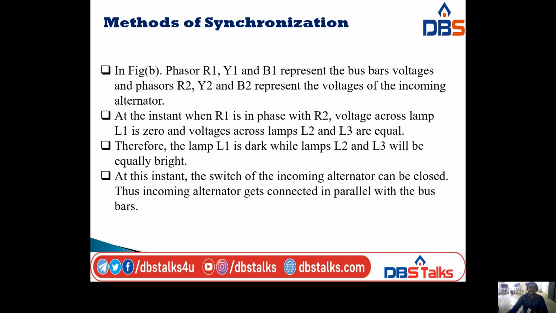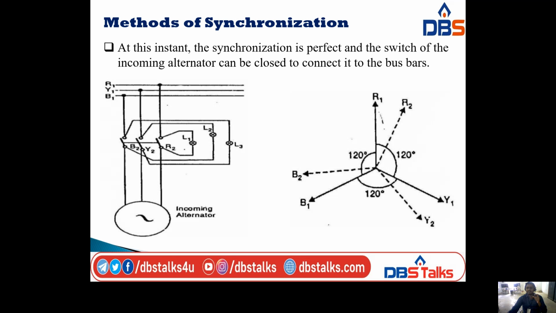The phasors R1, Y1, B1 represent the bus bar voltages. There is the infinite bus bar, the thick lines, and phasors R2, Y2, B2 represent the voltages of the incoming alternator. So here R1, Y1, B1 lines are for the infinite bus bars, and the dotted lines R2, Y2 and B2 are the incoming alternator phases.